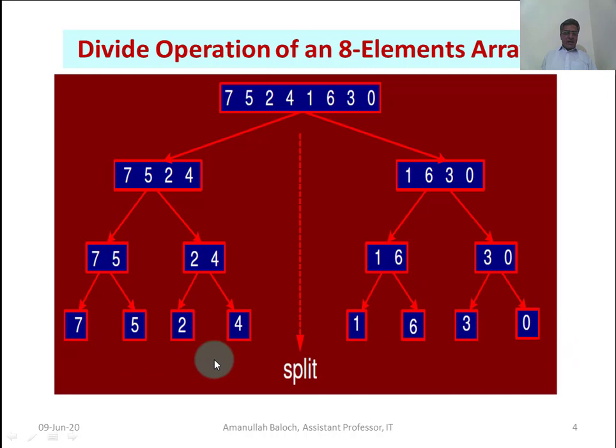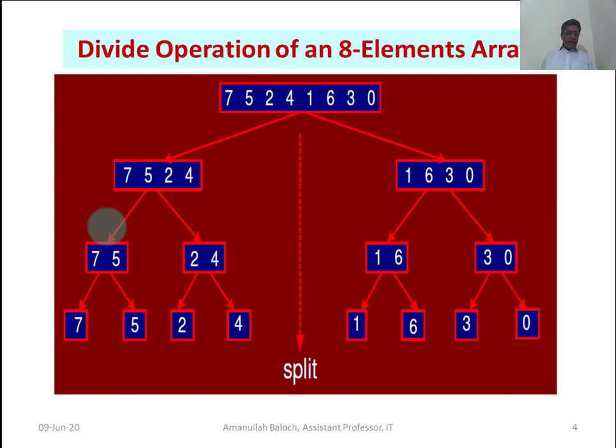Now from here onward we will apply the merging operation, and the merging operation actually merges two sorted arrays. If this array contains the element 7, a single element which is sorted, and the other has element 5.